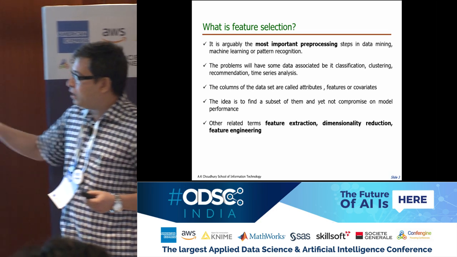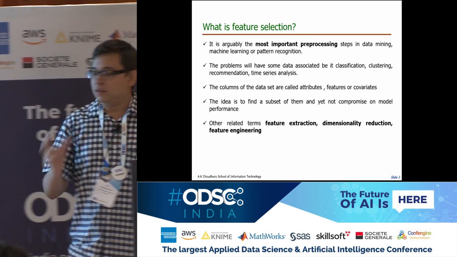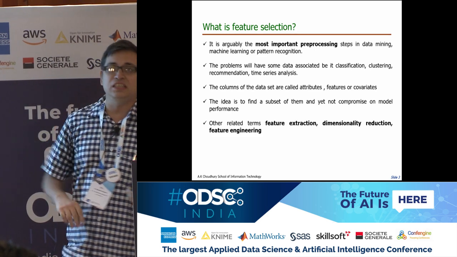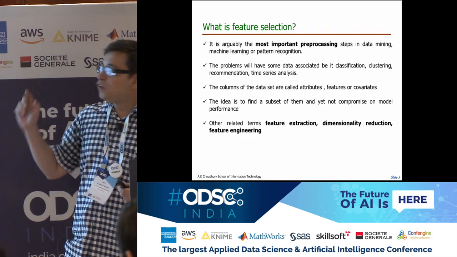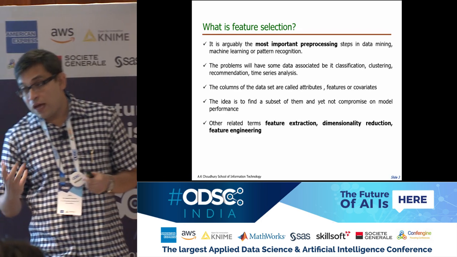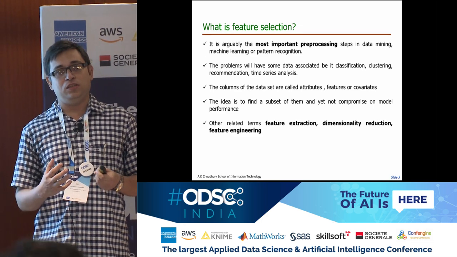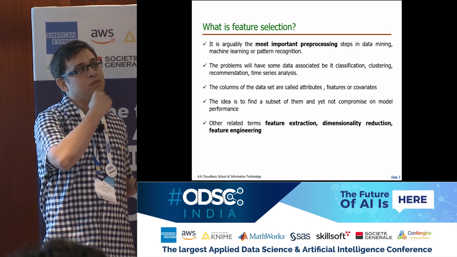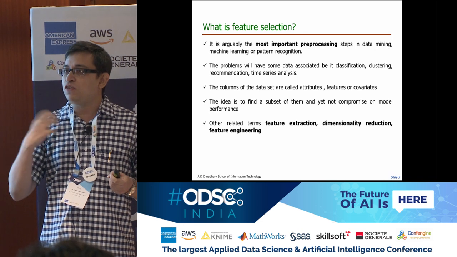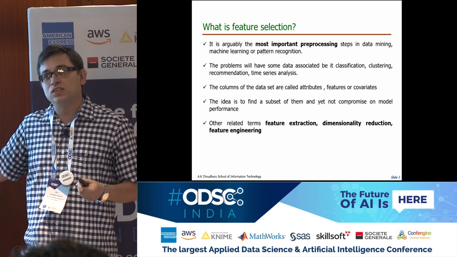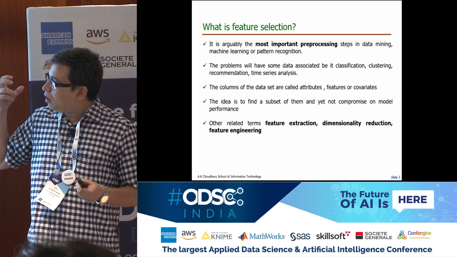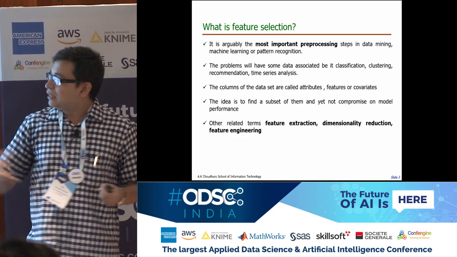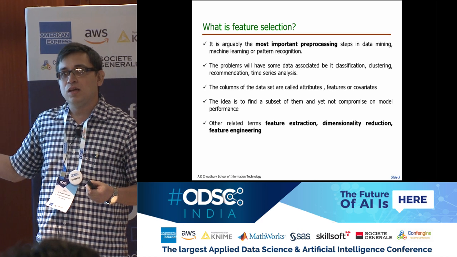So some other related terms I think need to be mentioned: feature extraction, dimensionality reduction, feature engineering. Feature extraction is something where your data is unstructured. So you have images and you are trying to extract some shape features or texture features. So that is feature extraction. You have a text document, you are trying to find out the parts of speech, that is feature extraction.